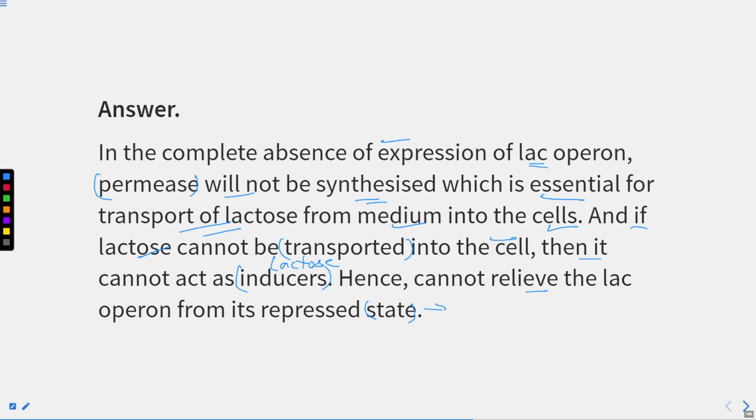So when lactose is present, what will happen? Lactose will bind to the repressor, which I am writing as R. When the lactose binds with the repressor, this complex now cannot bind to the operator, and the lac operon is switched on. Okay, so this is clear.